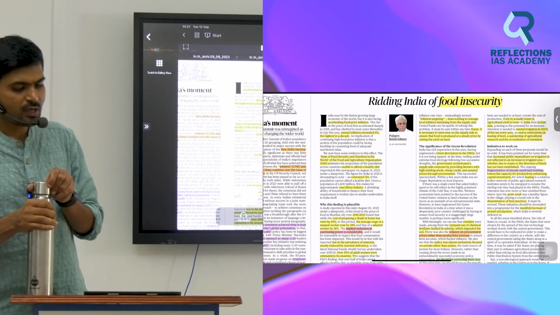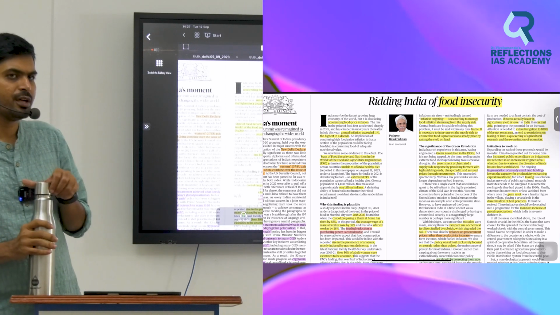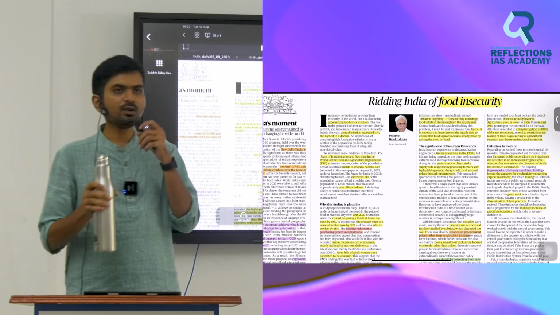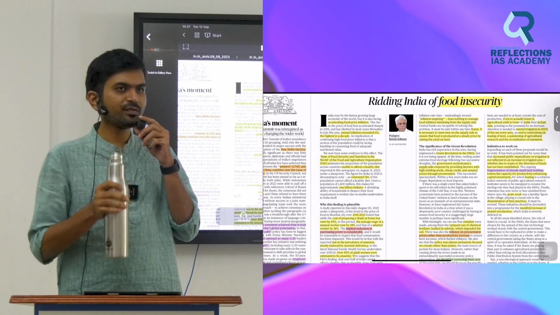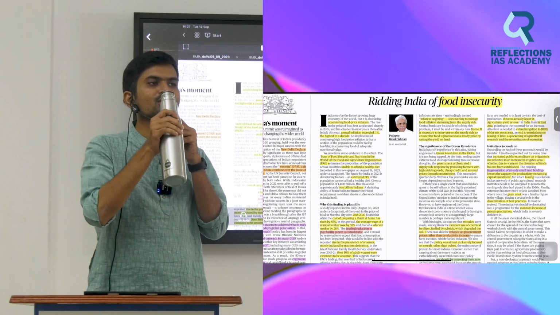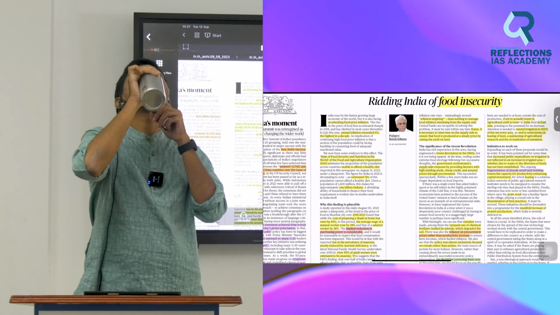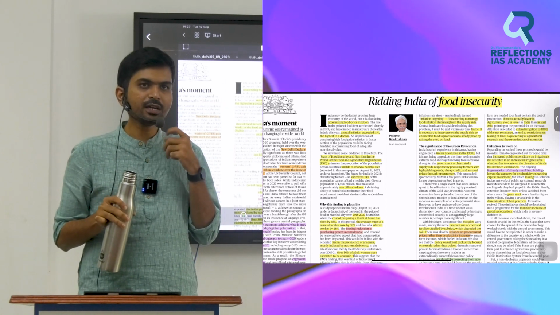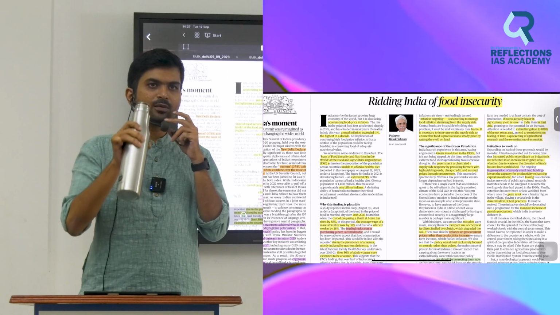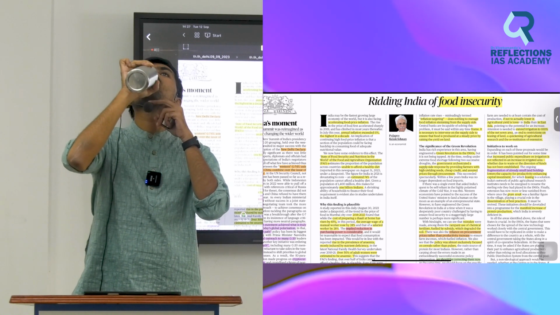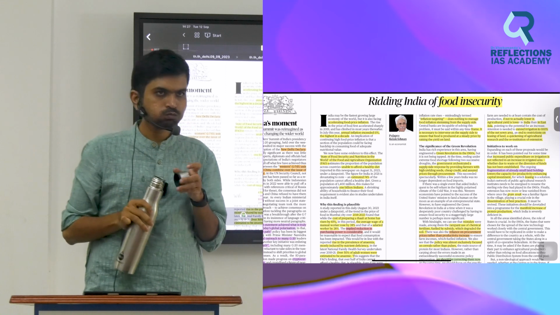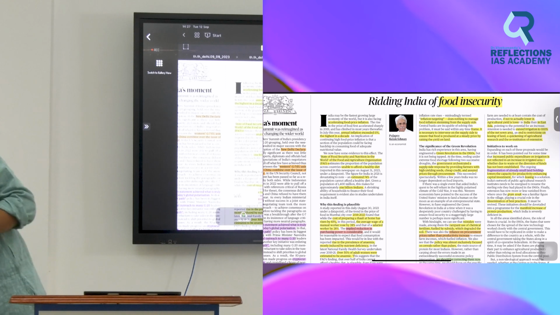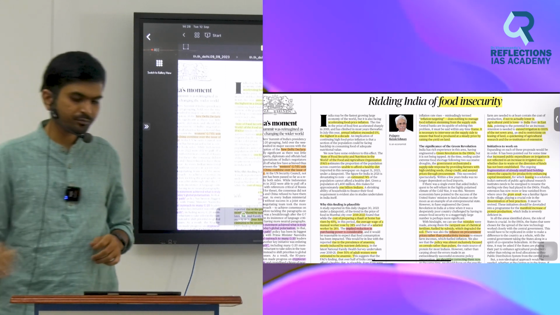Next, this article is about food insecurity. Did we discuss malnourishment and all those things? Yes. Do you remember malnourishment, stunting, wasting definitions? You will tell me now. No? Stunting is about height. Wasting is about weight.